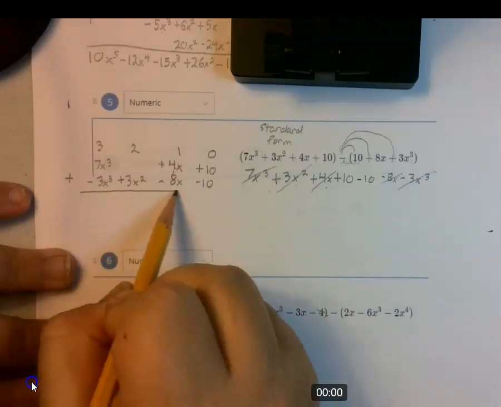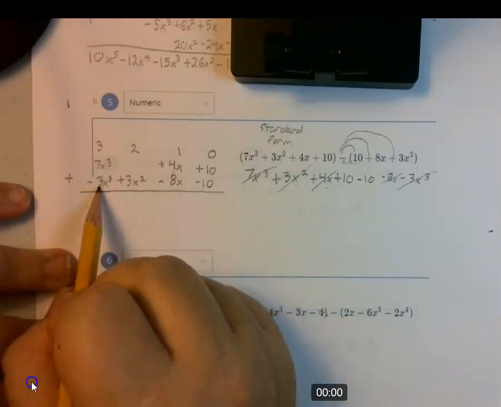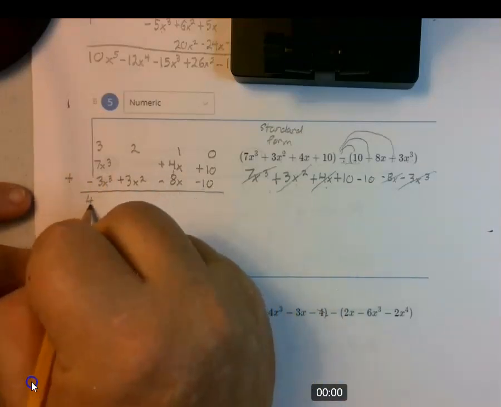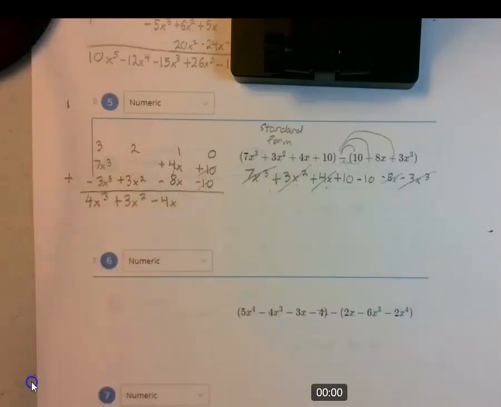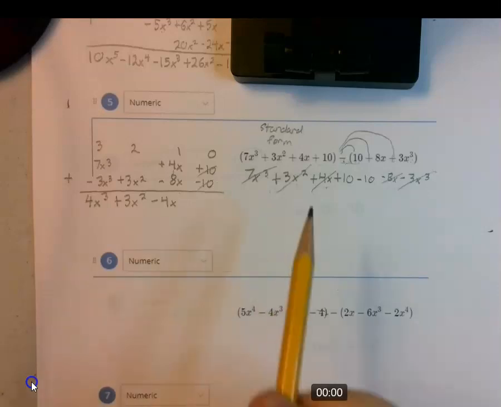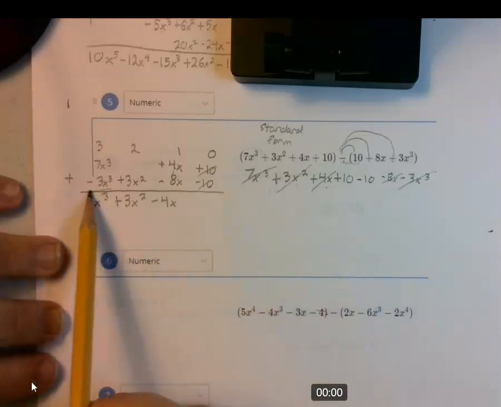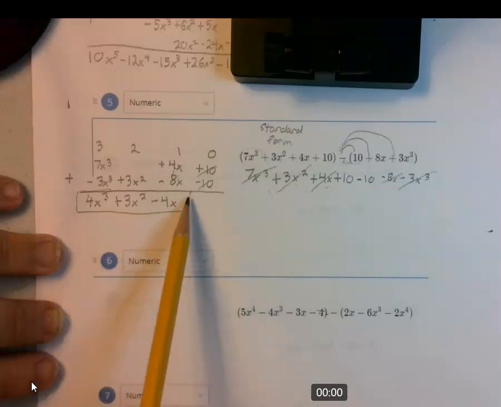So let's go ahead and add these. 7 plus negative 3, or 7 minus 3 is? Okay, and the 10s go away. Okay, so I'm going to check my work. Okay, checked my work. It looks good, so this is our final answer. Okay, if you disagree, let me know.